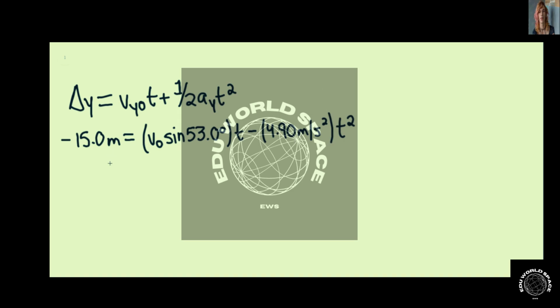For the x component, we're going to do the exact same thing. However, in the x component, there's no acceleration, so the equation actually becomes much simpler. So we have delta x equaling vx initial times t, and again, no acceleration term. So this becomes 40.0 meters. This would be equal to v initial t multiplied by cosine of 53 degrees.